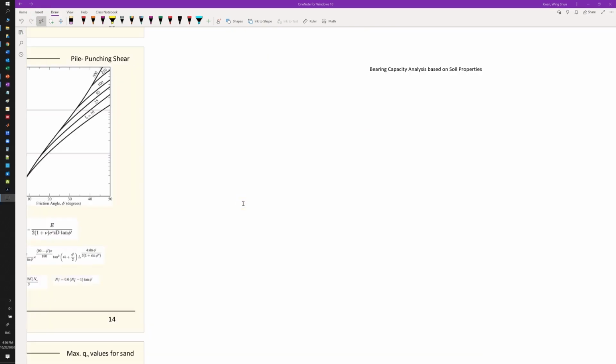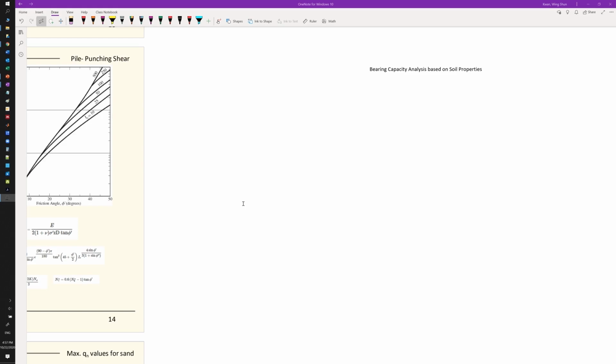Okay, next, let's talk about the bearing capacity analysis based on soil properties. So we finished talking about all the field tests. They are nice, but as engineers you also need to understand that those field tests are very expensive. Oftentimes, based on the budget, you may not have the luxury to perform in situ field tests. And the same thing applies for your semester project.